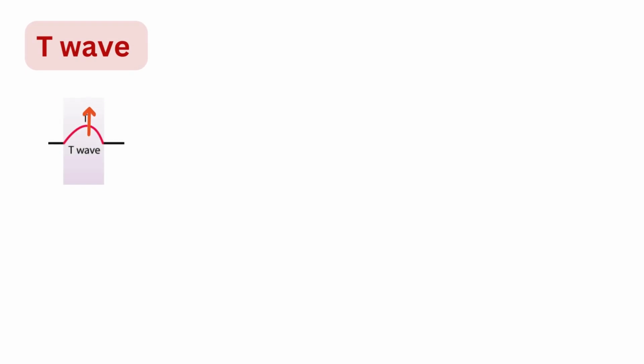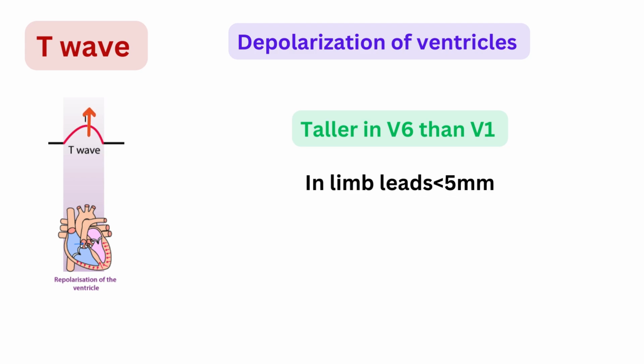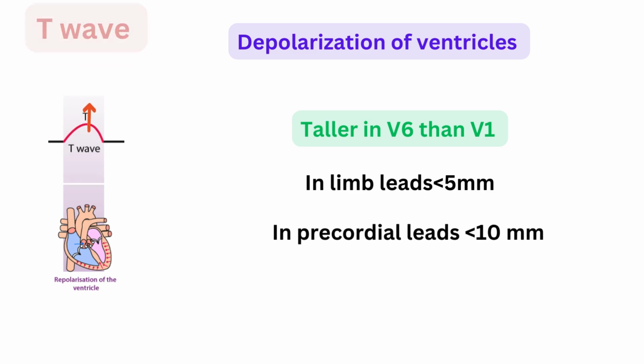T wave represents repolarization of the ventricles. It is upright in most leads except AVR, L3 and V1. It is taller in V6 than V1 and taller in L1 than in lead 3. It does not exceed 5 mm in height in the limb leads and 10 mm in precordial leads.